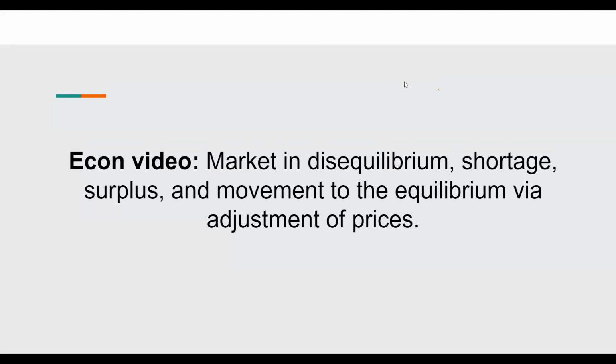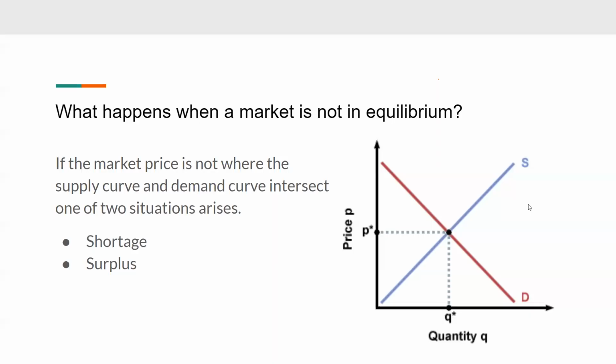Howdy. So in this video, I'm going to be discussing what happens when a market is not in equilibrium. Essentially, when the price of a good or a service is not at the point where quantity demanded equals quantity supplied, there's going to be two possible outcomes. The first is that there's a shortage. A shortage occurs when the quantity demanded for some good or service is greater than the quantity supplied.